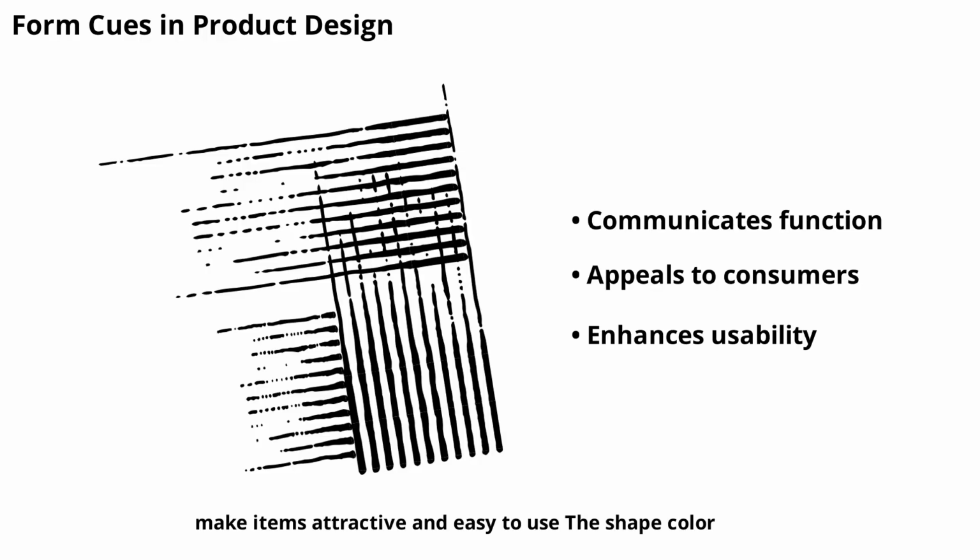Product designers rely on form cues to make items attractive and easy to use. The shape, color, and surface details of a product influence how it is perceived and handled. Well-designed products use clear form cues to communicate their function and appeal to consumers.